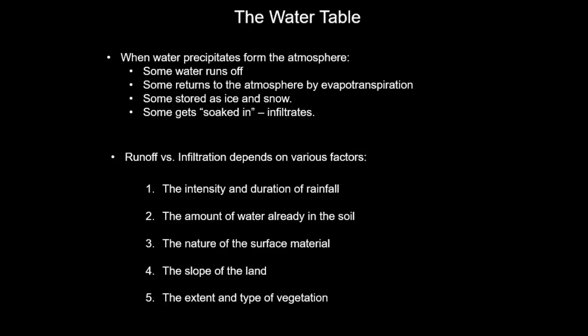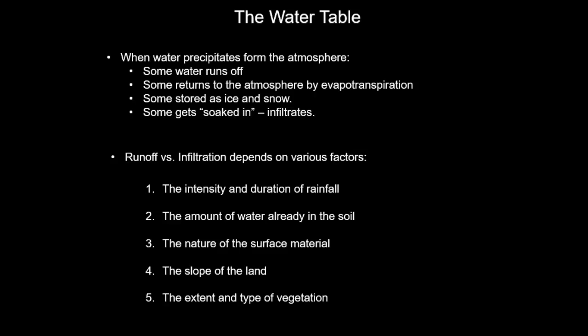So again, the precipitated water will either infiltrate or run off based on 5 different factors. The first one is going to be the intensity and duration of the rainfall. The second one is the amount of water that is already in the soil, so the amount of saturation. The third one is the nature of the surface material. The fourth one is the slope of the land. And then the last one is going to be the extent and the type of vegetation where the precipitation occurs.